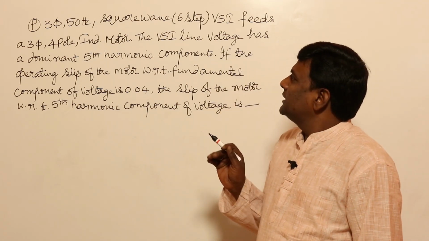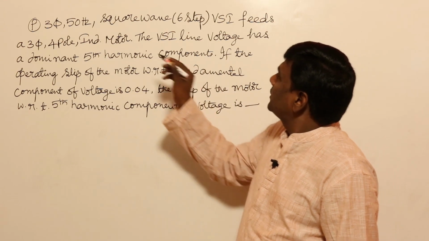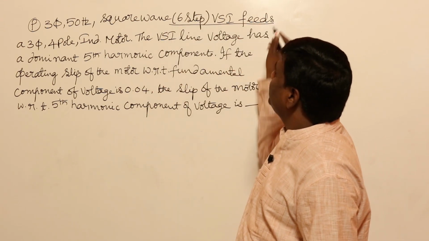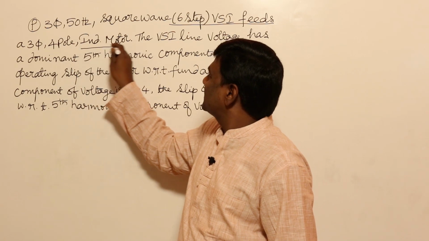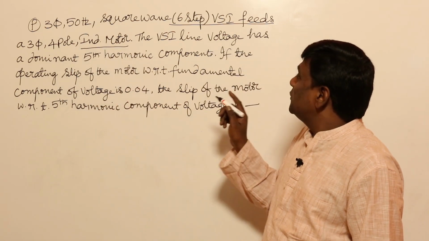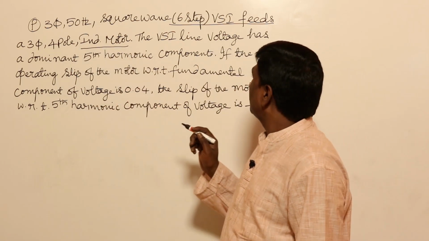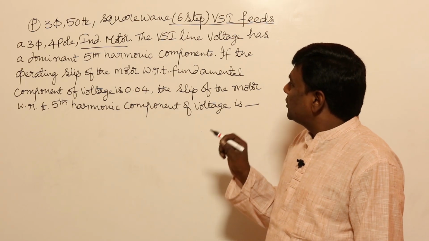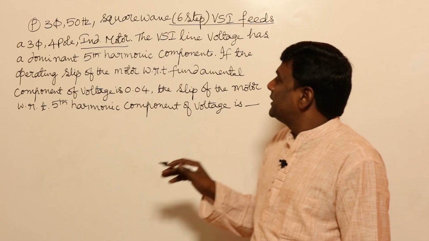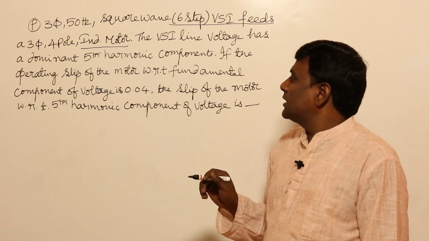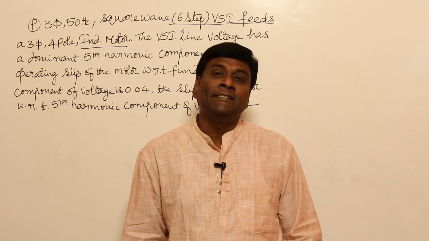Now, a 3-phase 50 Hz square wave 6-step VSI feeds a 3-phase 4-pole induction motor. The VSI line voltage has a dominant fifth harmonic component. If the operating slip of the motor with respect to the fundamental component of voltage is 4%, the slip of the motor with respect to the fifth harmonic component of voltage is?